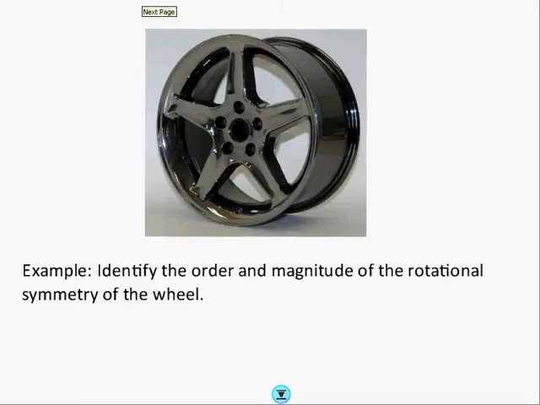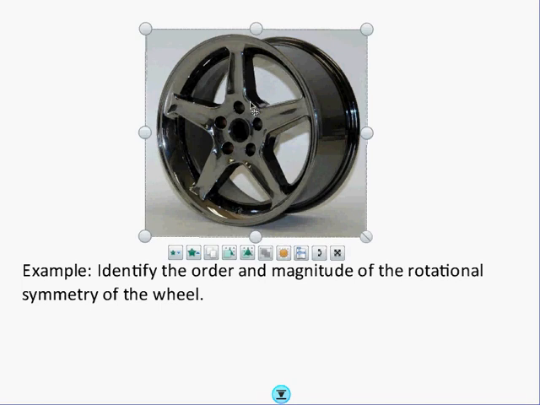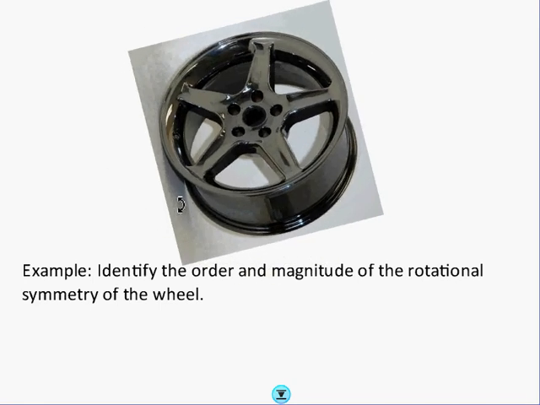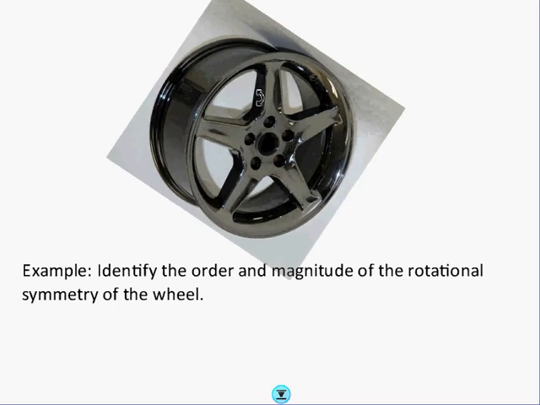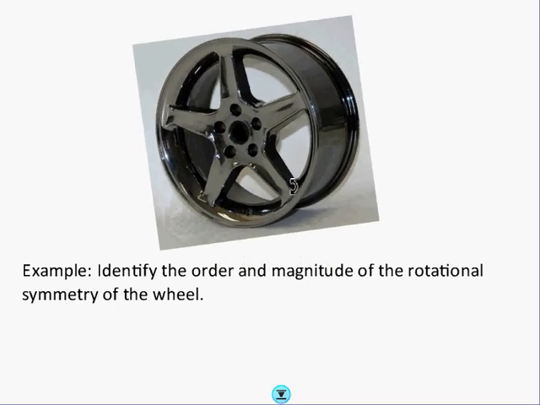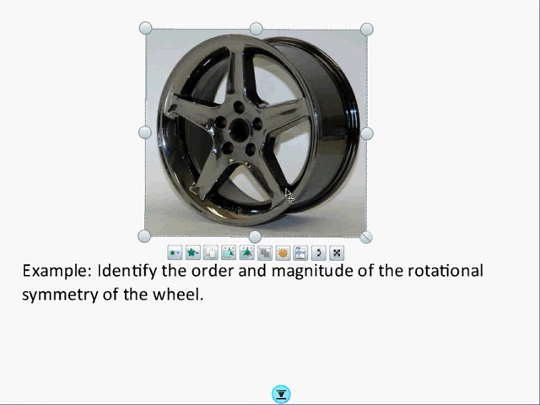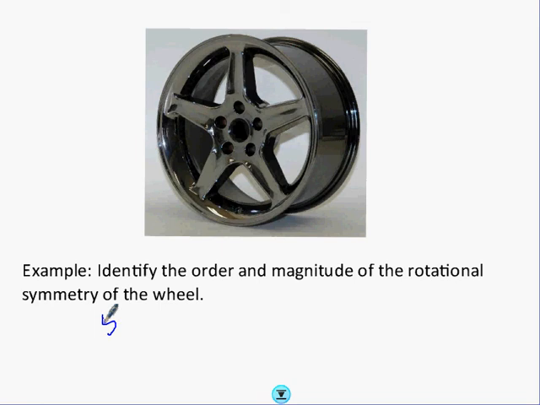Okay, so for example, I have this shape here, and I want to know the order. Well, I can simply rotate this, I suppose. How many times will it click before I get the whole way around? Well, I'm starting at 1, 2, so we're up to 3, 4, 5, and if I turn it the next time, I'm the whole way around. So there are 5 clicks, if you will, and that's the order, 5. And to get the number of degrees, the magnitude, I simply divide 360 by 5, and so the magnitude is 72 degrees.